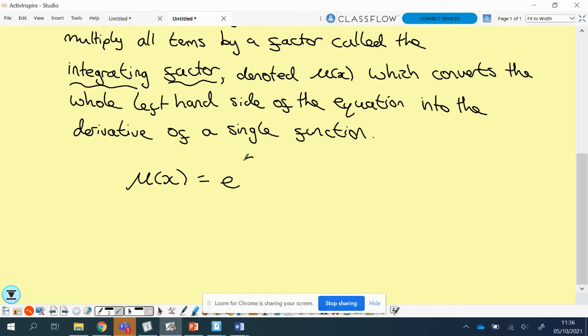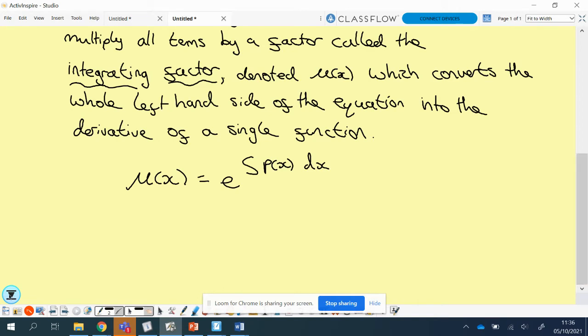So what we do is we take the exponential, but we integrate the function p of x on the top of the integral of the exponential. Okay, so we take the exponential of the integral of p of x dx. Okay, remember p of x was our function that was attached to the y, wasn't it? Okay, so we're going to integrate the function that's attached to the y and put that as our power of the exponential. Okay, that's what mu of x becomes. Okay, so how do we then solve this equation?